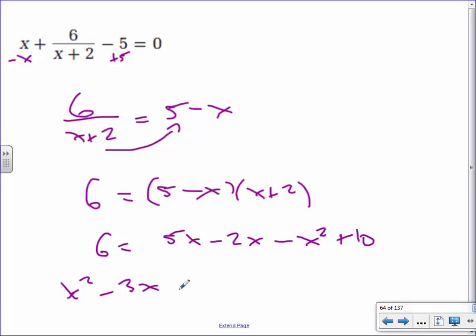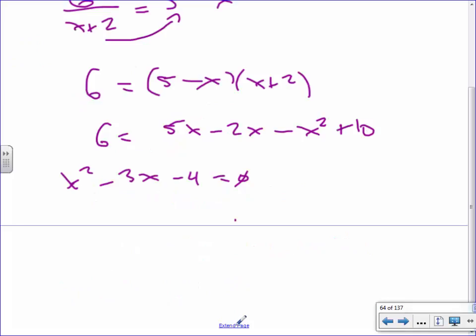Okay. Do you want to go ahead? Okay. Yeah, go for it. Okay. Minus 4 equals 0. You guys get the same thing as me here? Maybe you're ahead of me. I think we need an x minus 4, an x plus 1. So x equals minus 1 and 4.